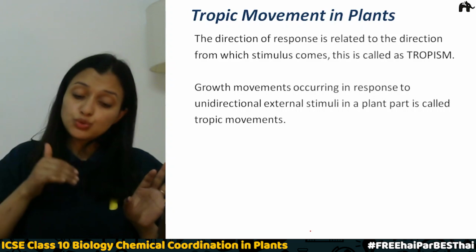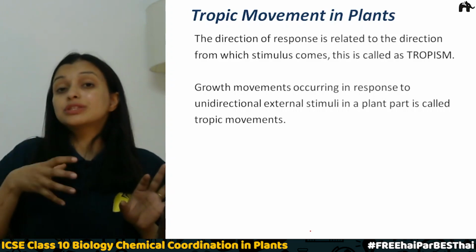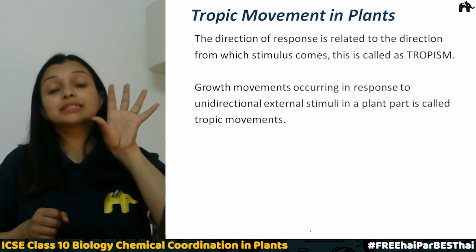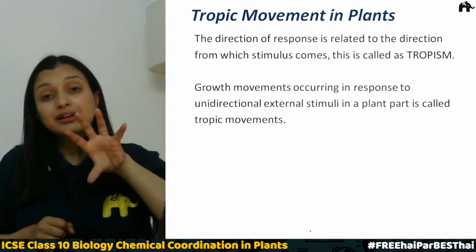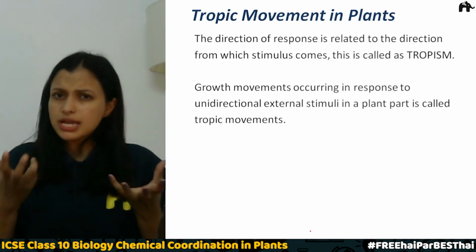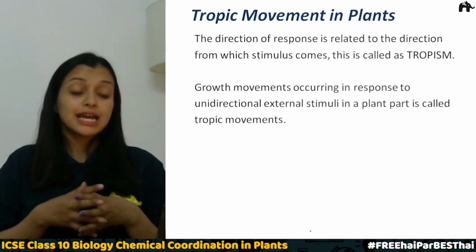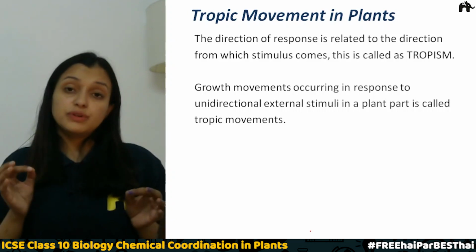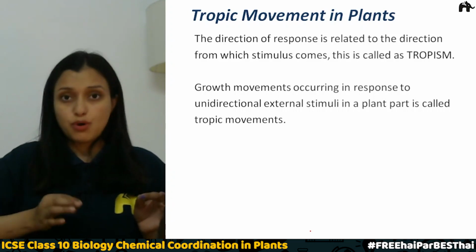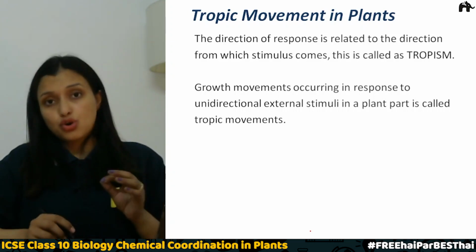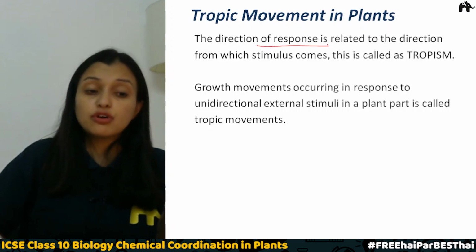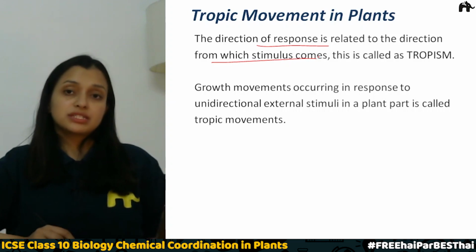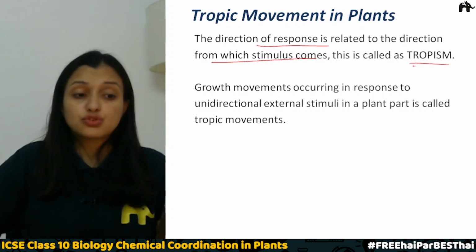Correct? When the roots grow downward, they will absorb water and minerals from the soil. When the shoot grows upward, it can capture sunlight, it can capture carbon dioxide, it can transpire. So there are many functions, correct? For that, there is an external stimulus which creates this response. This is called tropism. The direction of response is related to the direction from which the stimulus comes, and this is called tropism.